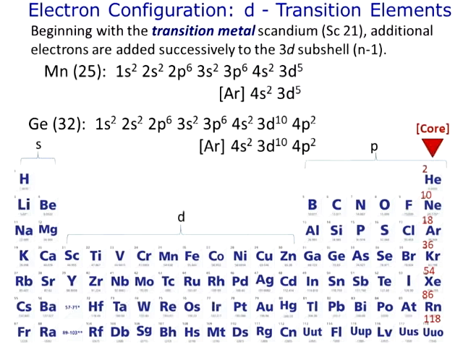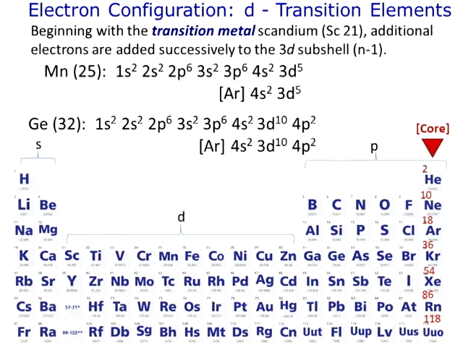So let's take a look at electron configuration when we move to transition elements. That means they're the d block of elements on the periodic table. The d block elements are those located in the valley. Alright, so let's look at it.